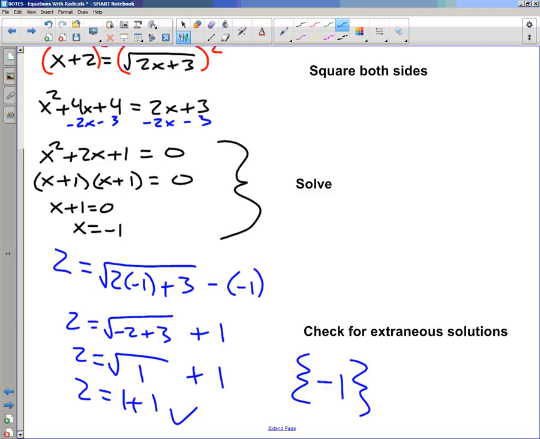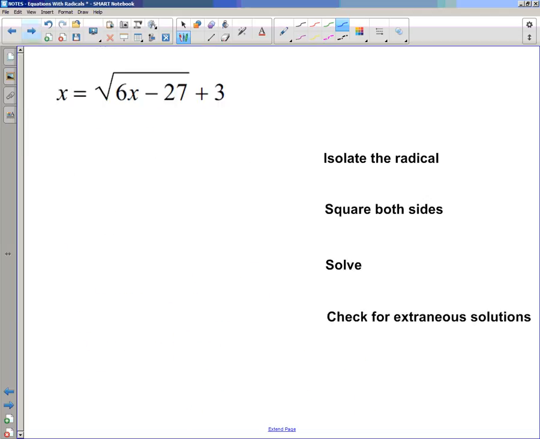Let's look at another moderately difficult problem. Again, this one has a radical in it, only one radical. And that radical is not by itself at the beginning. So our first step is going to be to isolate the radical. So let's subtract 3 from both sides. That'll get the radical by itself. Now I have an x minus 3 and just the radical over on the other side.